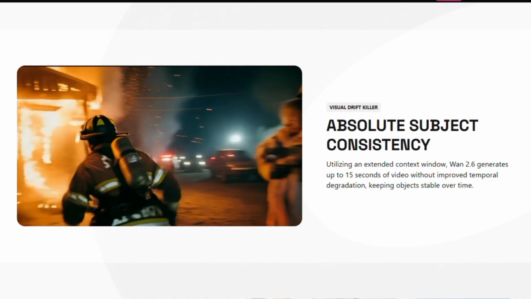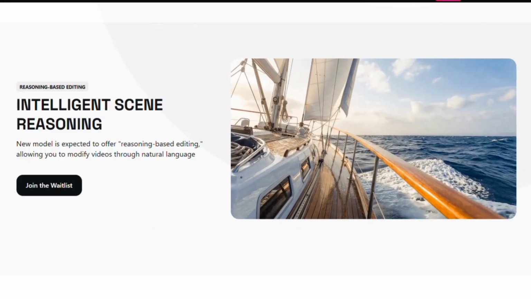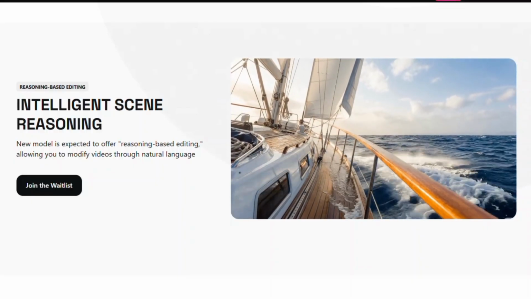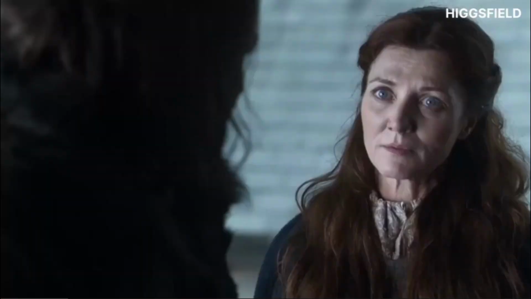Now, quick but important disclaimer before we go deeper. Kling 3.0 has not been officially released yet, and full specifications haven't been confirmed.